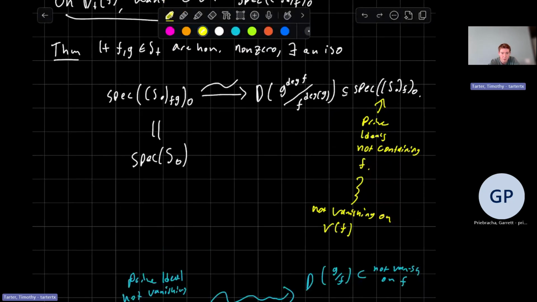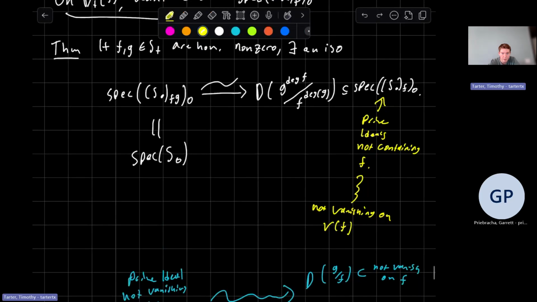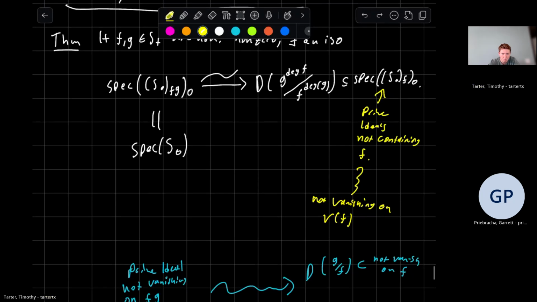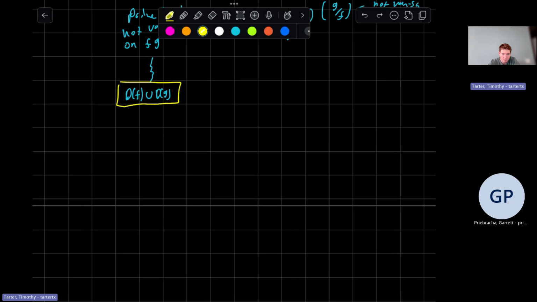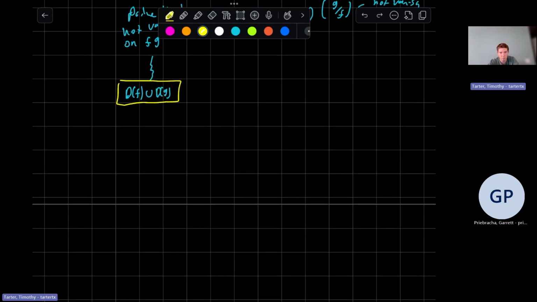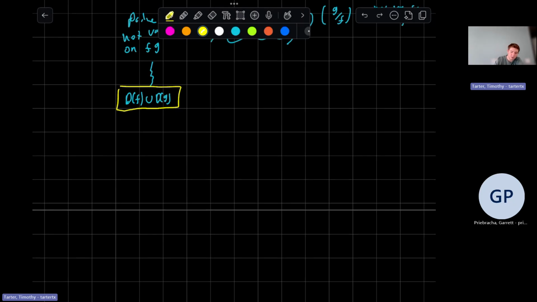So what this looks like practically is S over F to the N, G to the M getting mapped to... nope, never mind.